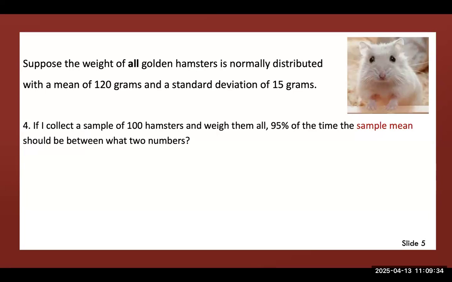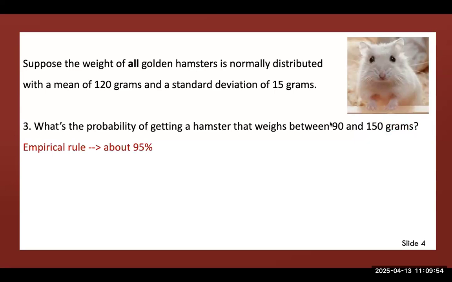Now, if I collect a sample of 100 hamsters and I weigh them all, then 95% of the time, the sample mean should be between what two numbers? Notice how this problem is different from the last problem. In the last problem, let me go back, we're talking about a hamster, one hamster.